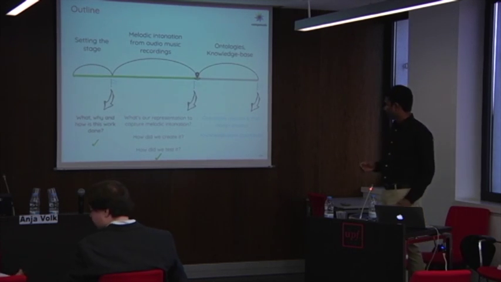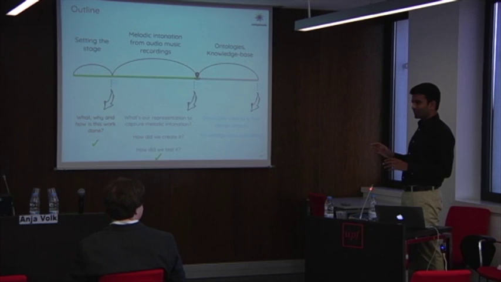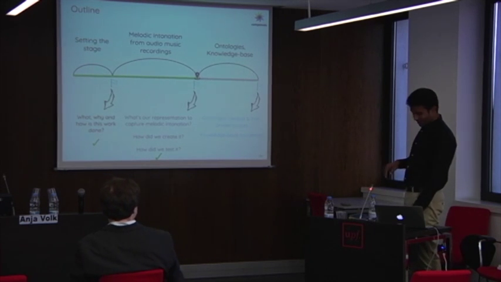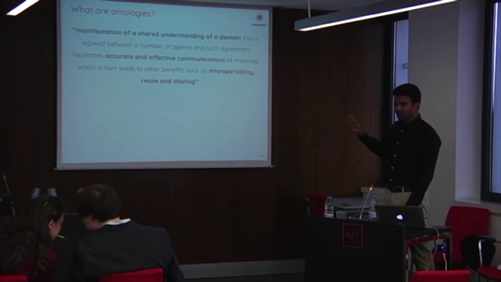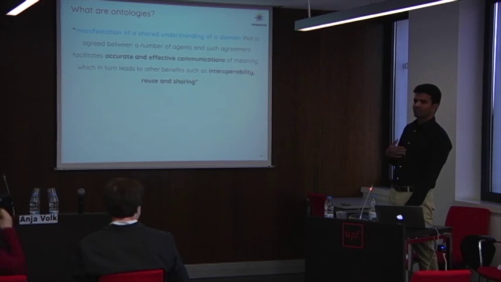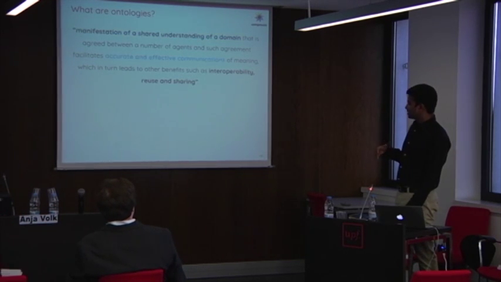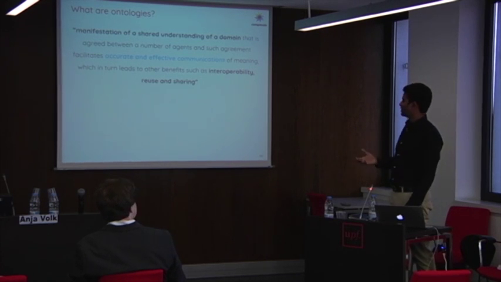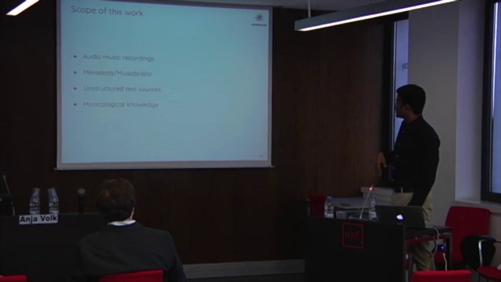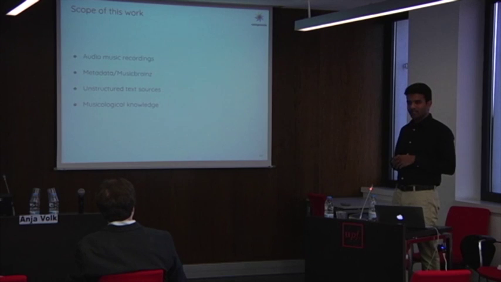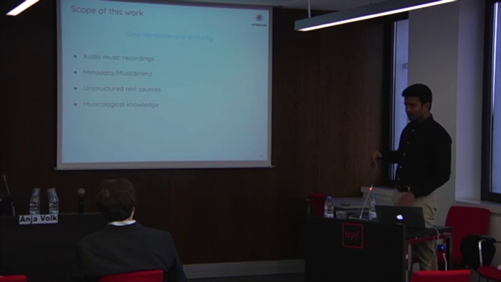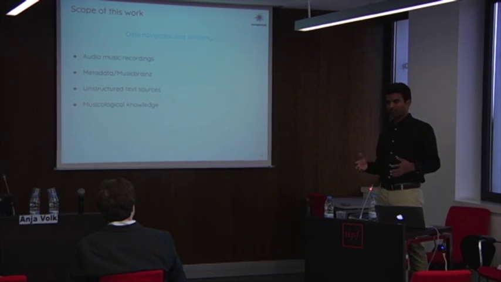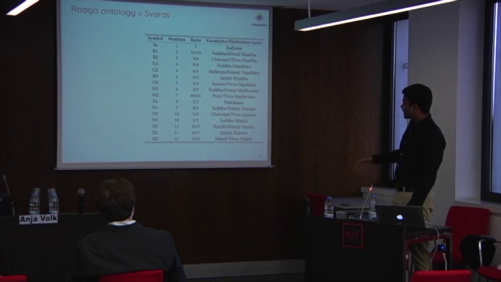And in the third part, we will go through the ontologies that are created and the design choices. And then we look at the knowledge base population. So this is a more formal definition of ontologies, where it is said to be a manifestation of a shared understanding between different agents. And the purpose of developing an ontology is accurate and effective communication. And basically, these are the principles that they should adhere to. And so the scope of this work is constrained by our data sources, which are basically these, and the information that we extract from it, and primarily the applications that we have in mind for the knowledge base, which is data navigation and similarity. So let's start with the raga ontology.